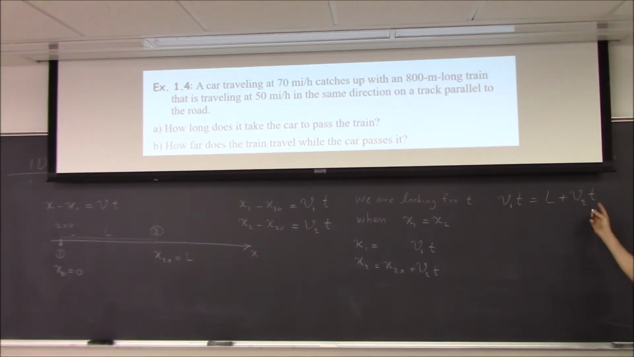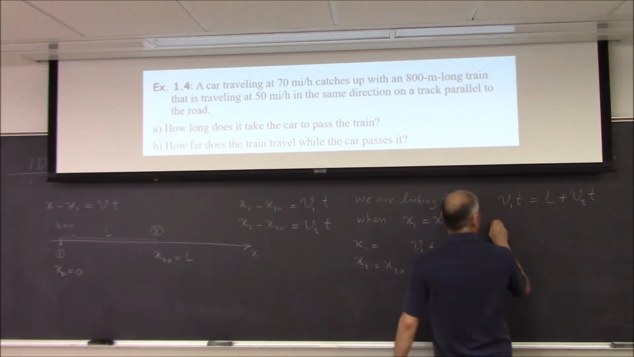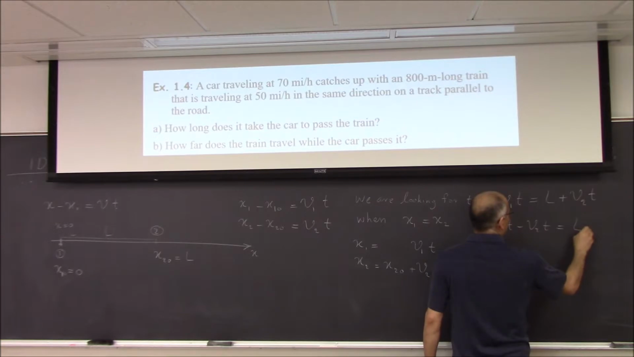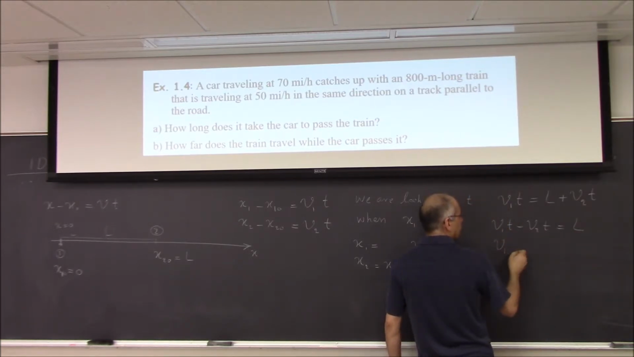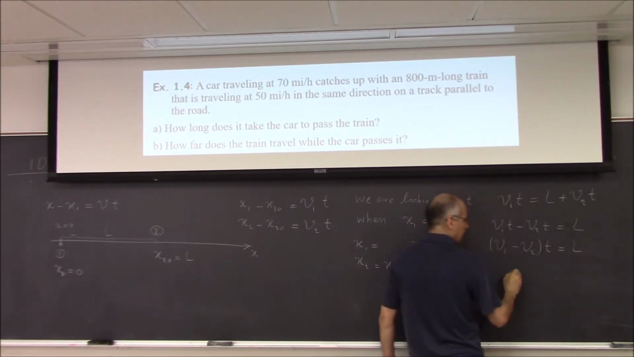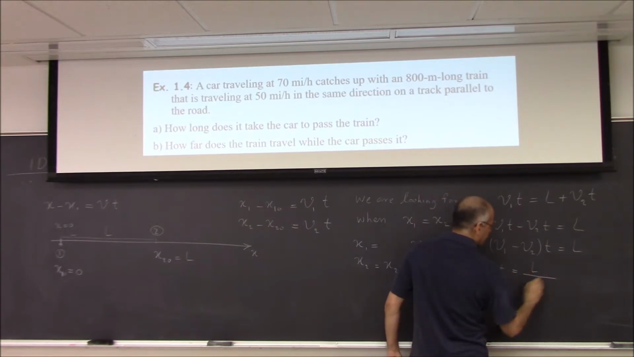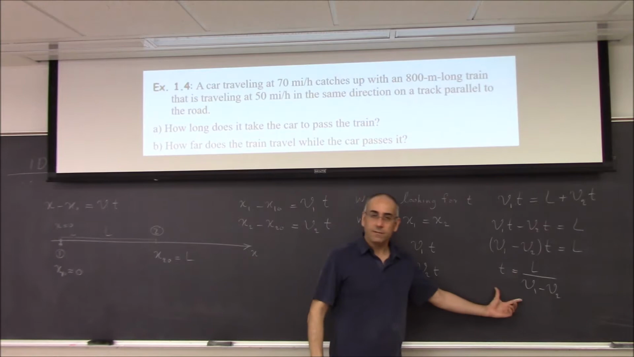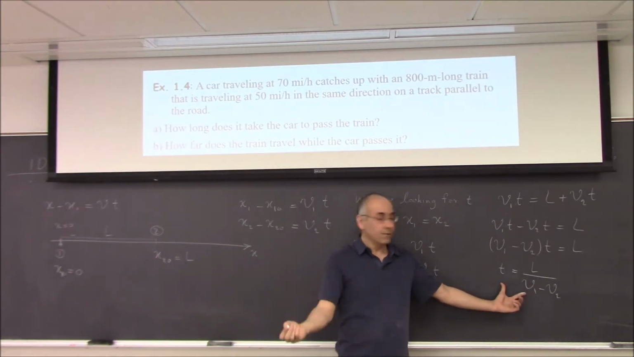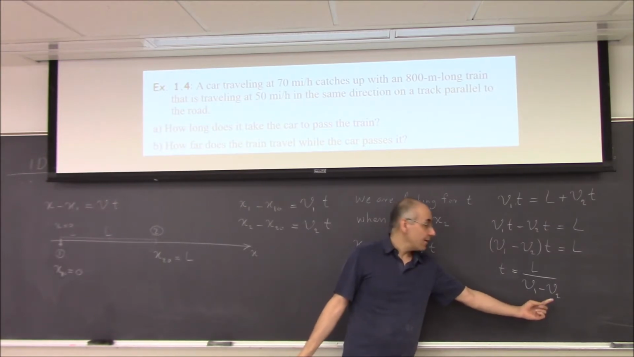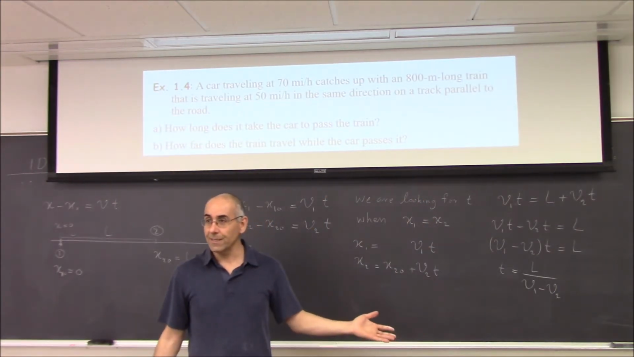How do you solve for t? You have to bring this over. Comes v1 t minus v2 t equal to L. And factor t, v1 minus v2 times t equal to L. So t is equal to L divided by v1 minus v2. See, that justifies what you did. You considered the relative speed of those, the velocity of the car minus the velocity of the train, right?